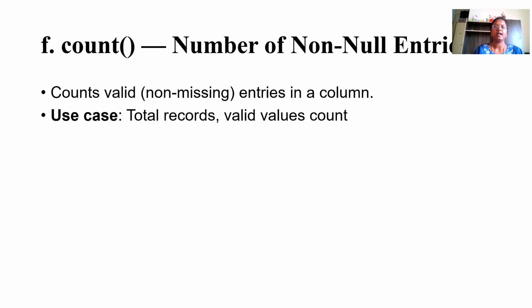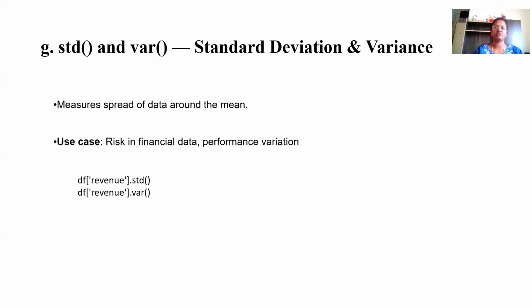And the next thing is count, finding the number of non-null entries. It counts the valid, non-missing entries in the column. As a use case, if you want to find the total records available in your data set, the count of valid values will be taken care of by the count aggregate function.